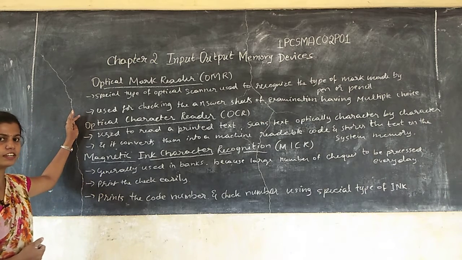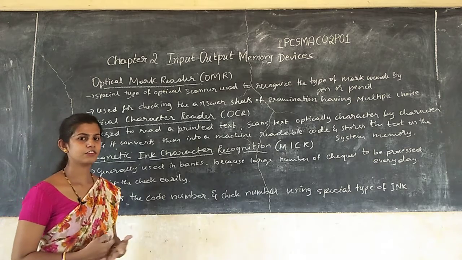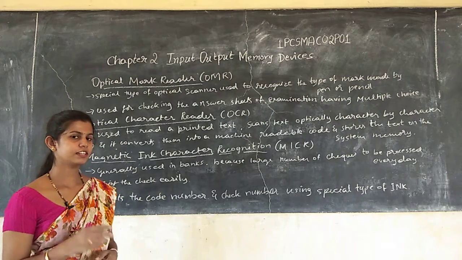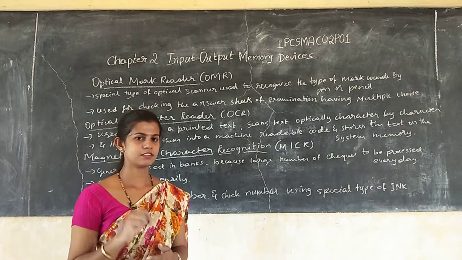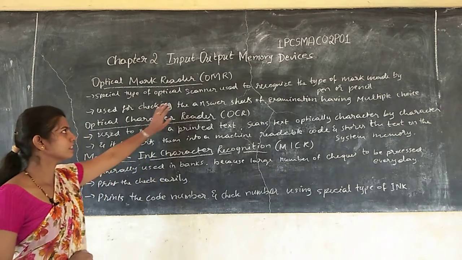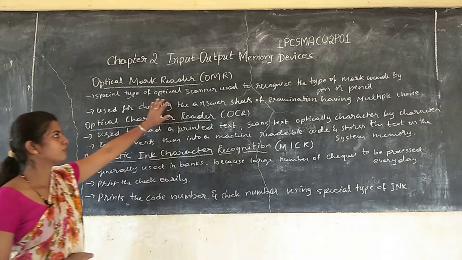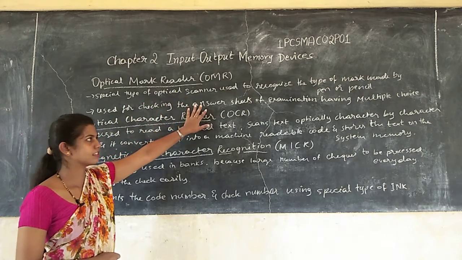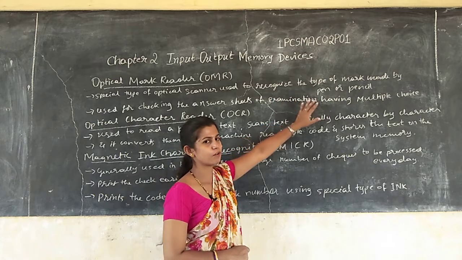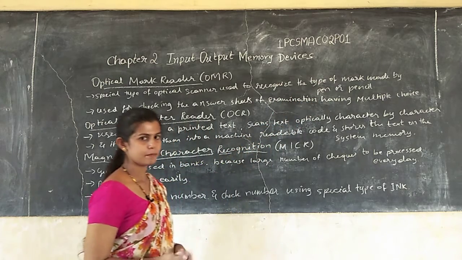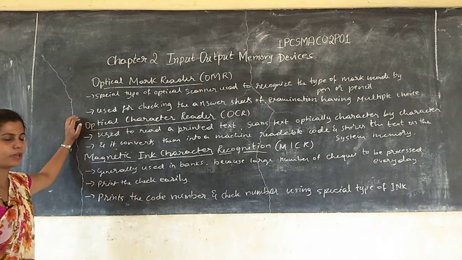Usually in CET or in some banking exams you have an OMR sheet. In that OMR sheet you have to tick the correct answer. By using this OMR, that is the optical mark reader, it will scan the answers and recognize the type of mark made by the pen or pencil. So this is about the OMR.